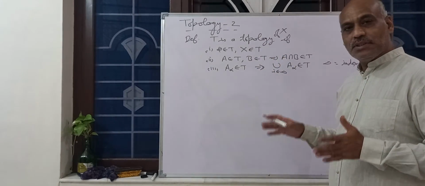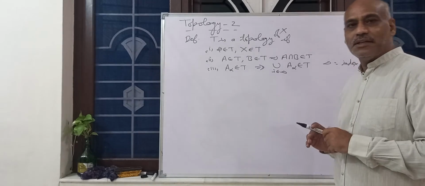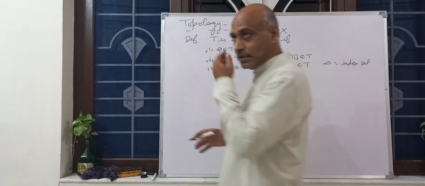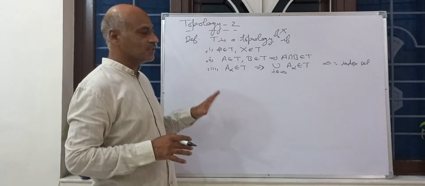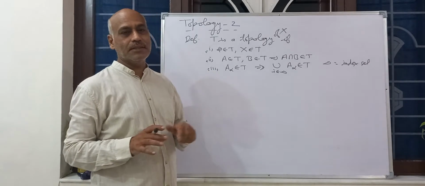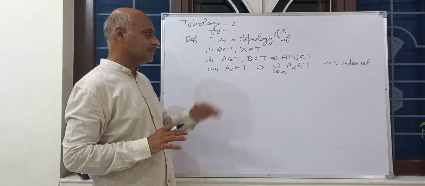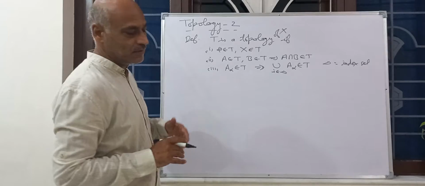Means phi belongs to T, X belongs to T, A belongs to T, B belongs to T, then their intersection belongs to T, or A alpha belongs to T, A1, A2 belong to T, their union also belongs to T. If the three conditions are satisfied, then it is a topology, otherwise it is not a topology. We have discussed this one. So now we will take some examples also.